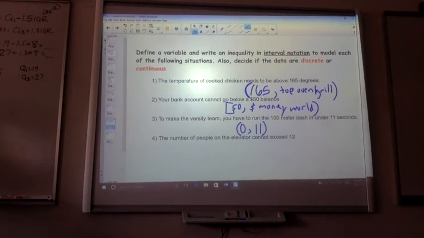The number of people on an elevator cannot exceed 12. So you could have 0 people on an elevator, right? You're at the top floor, you hit the button for the elevator to come up to you, the elevator might be empty, yes? Yes. So the elevator doesn't need somebody in it. It cannot exceed 12. So you could have 0, and you could have up to 12, and then you could have anything in between. Is that discrete or continuous? Discrete.